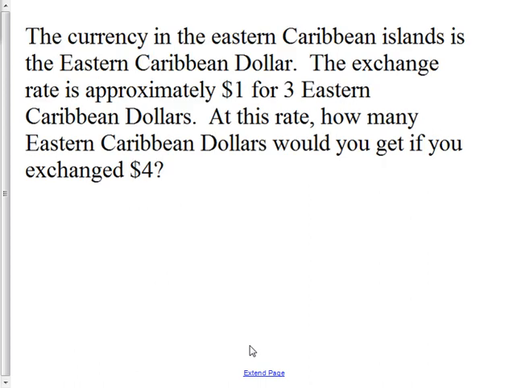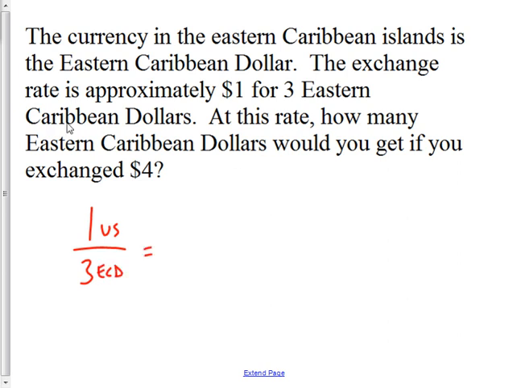Alright, so let's try it again. The currency in the Eastern Caribbean islands is the Eastern Caribbean dollar. The exchange rate is approximately $1 for 3 Eastern Caribbean dollars. So now this problem is completely different. Okay, so we have 1 US dollar, so I'll put 1 US over 3 Eastern Caribbean dollars.